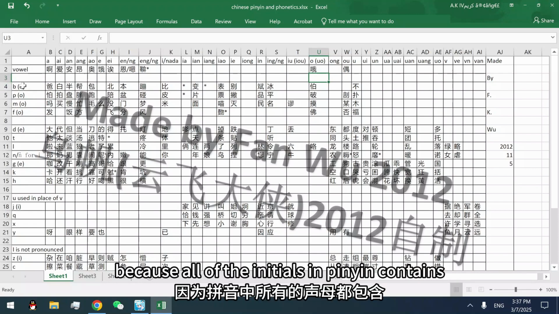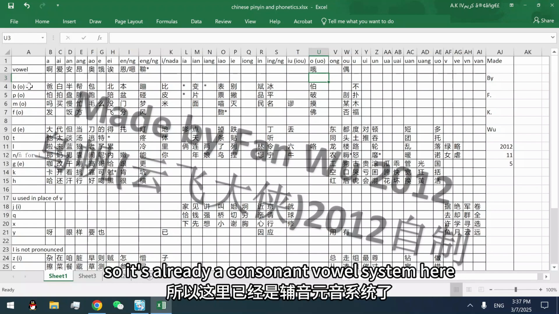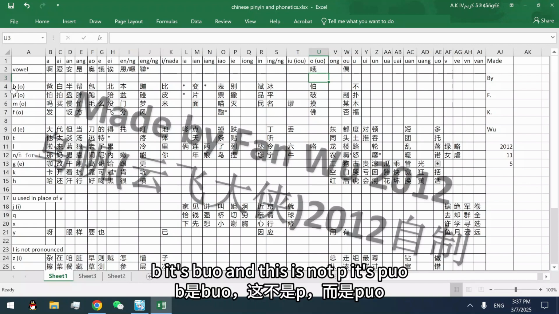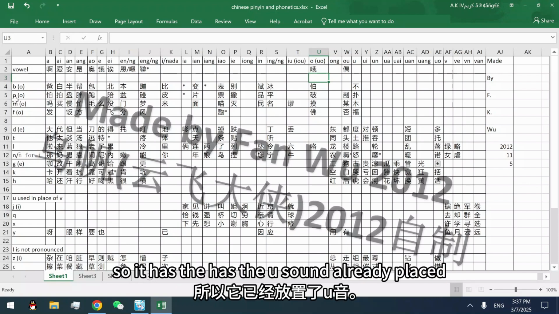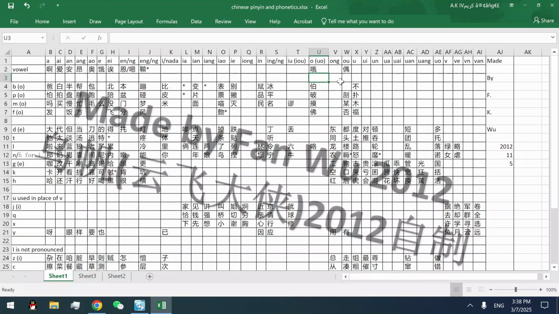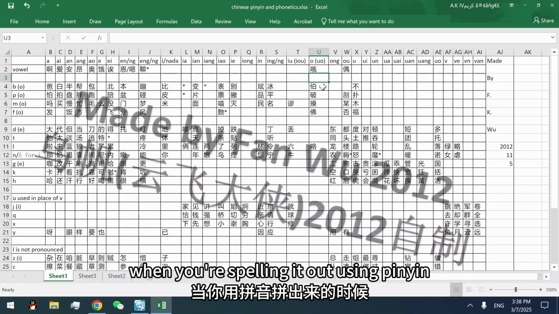Now, this is obviously a bit of a mismatch, and originally there's a reason for it, because all of the initials in pinyin contain a vowel already, so it's already a consonant plus vowel system for the initials. This is not b, it's bo, and this is not p, it's po. So it has the U, the wo sound, already placed within the initial itself. That's why you can omit it when you're spelling it out using pinyin.